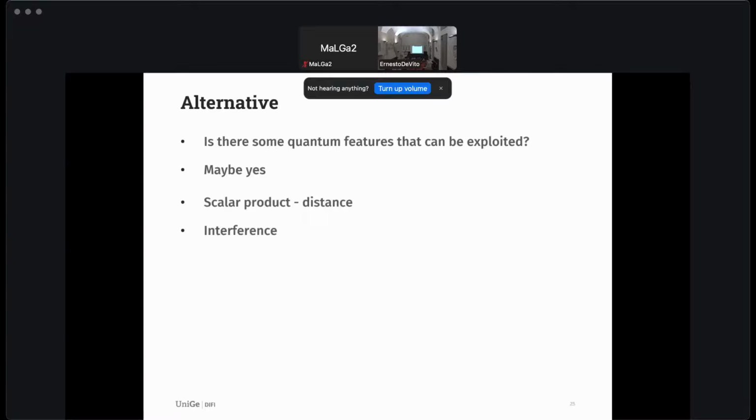And that's what we are working on with Alessandro, and also with the students, Samuele, and the other one, Dario, who is in Helsinki now, okay? So the idea is to use scalar product, that is a distance basically, and interference, and to see if these are the root, the basic ideas of quantum mechanics. And the idea is, can we use them for a machine learning task? Who knows? Let's see.